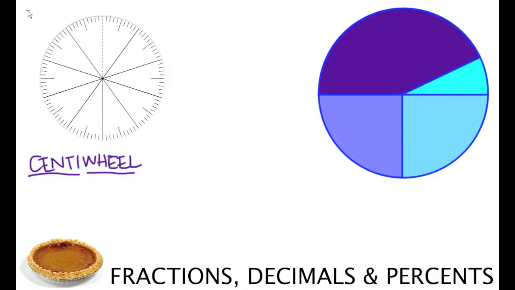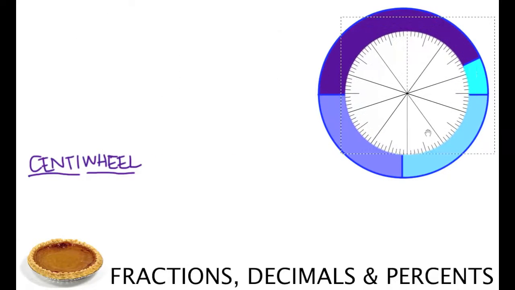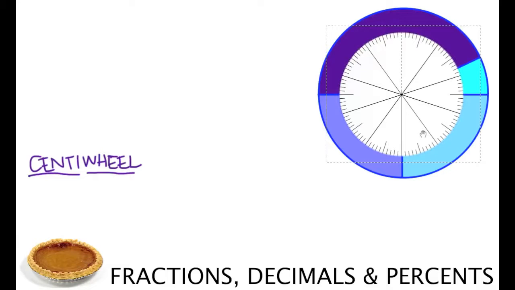So we take our centowheel, which I gotta grab, and we put it right on top of our pie chart, like this. And if we placed it carefully, we can use these little marks around the edge, we call them tick marks, to count about how many tick marks worth of the wheel are colored in. So if you take a look, let's start with the purple, that's the big one. These long lines going across are tenths.